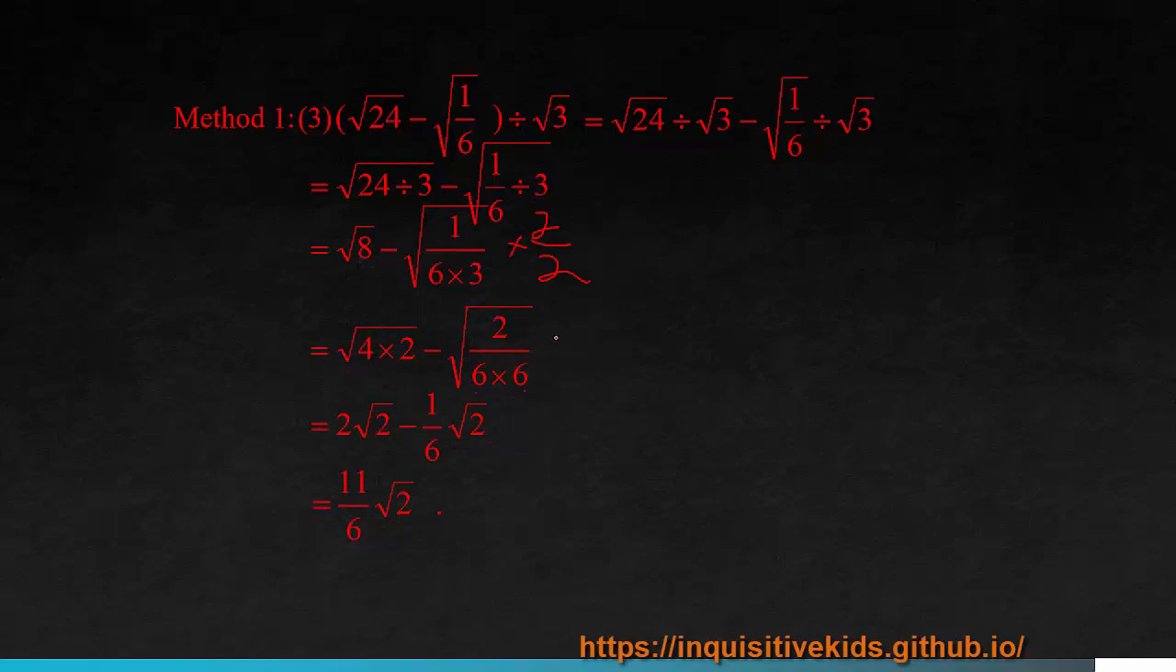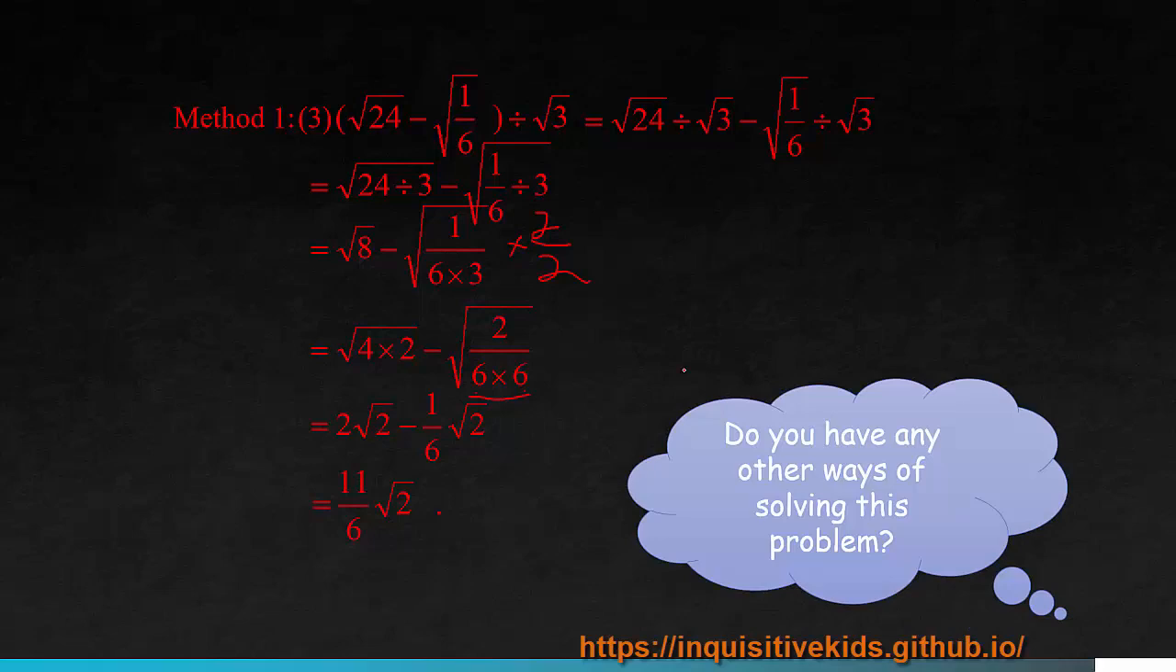Over here they multiplied a 2 over 2 to the second term because they wanted to get a perfect square for the denominator. Do you have any other ways of solving this problem?